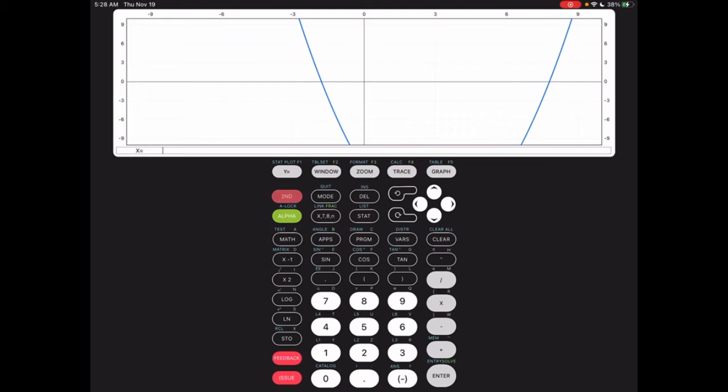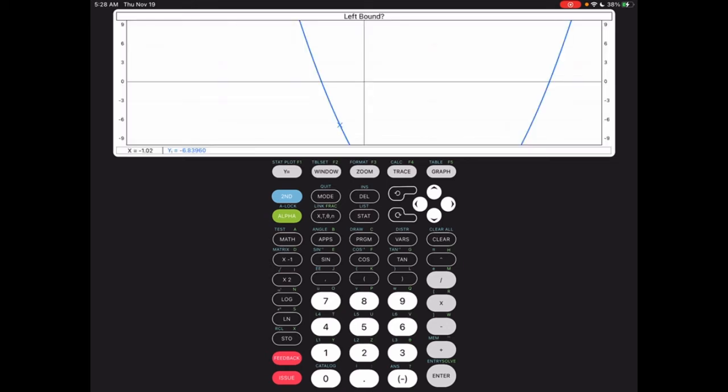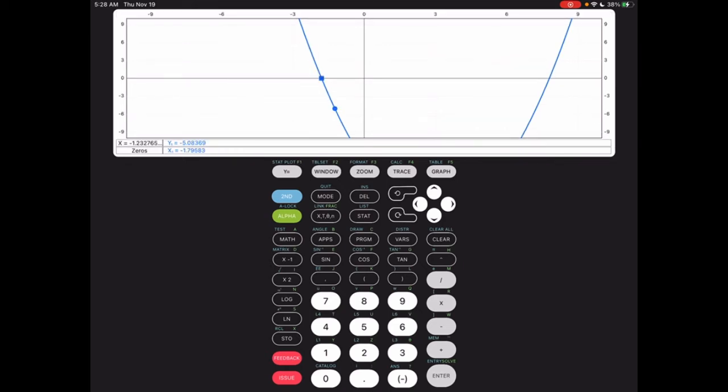So we're going to do second, trace, and the x-intercepts are also called zeros, so we're going to select option 2. Now we want to move the cursor to the left of that first x-intercept. So see my cursor is right there. I'm going to hit enter. Move the cursor just to the right of that x-intercept, or a little bit further to the right, it doesn't matter. As long as you only have one x-intercept between the left and the right bound, it doesn't matter how far to the left and how far to the right of it that you go.